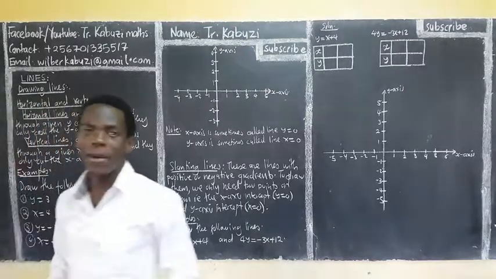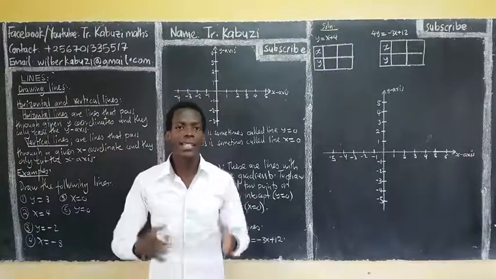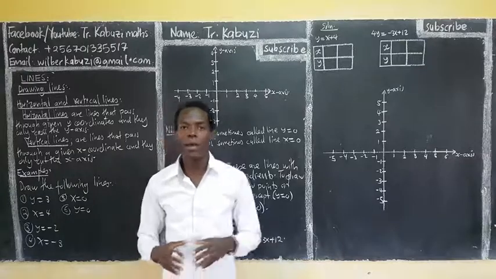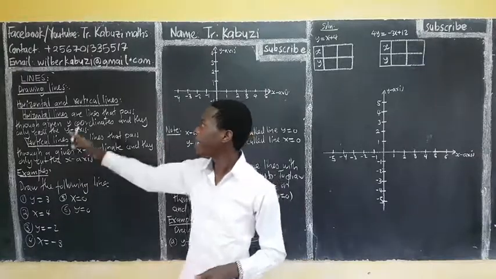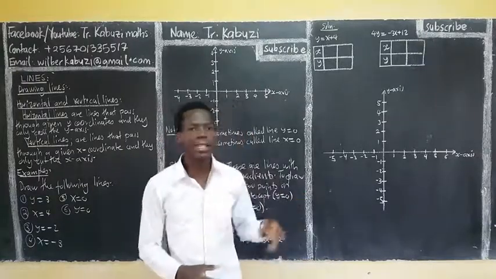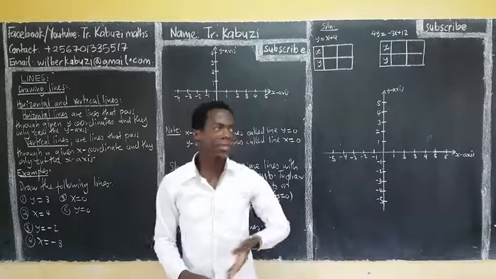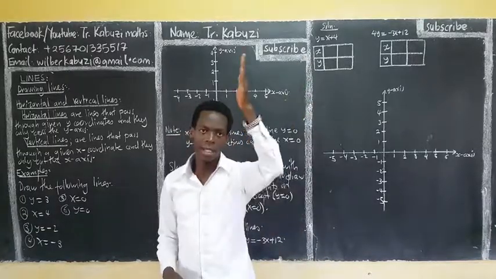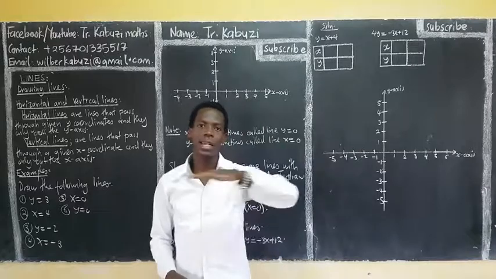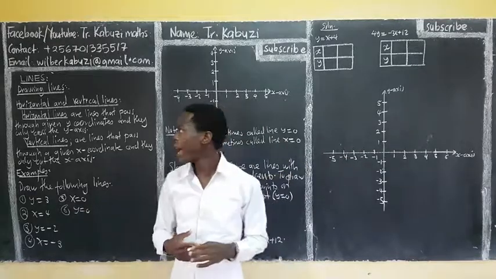Okay, now members, we are going to see how we plot these lines in simple terms. We are going to see the two types, the vertical and horizontal, then this one which are slanting. Slanting like this or like this, then vertical, then horizontal like this. So, we are going to see how do we plot them.